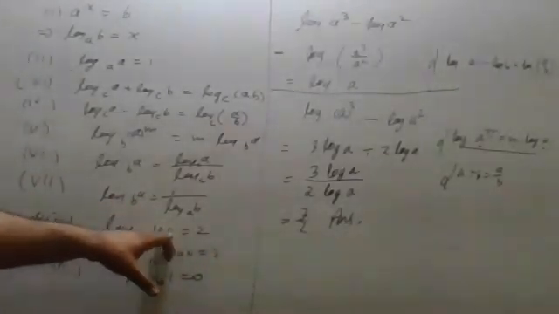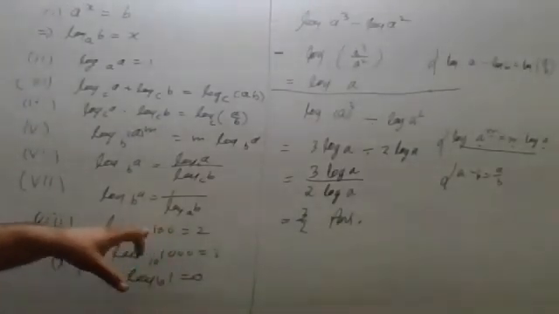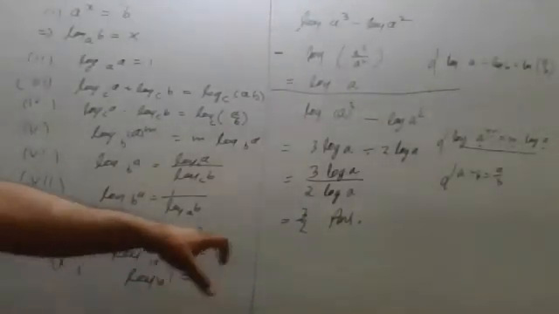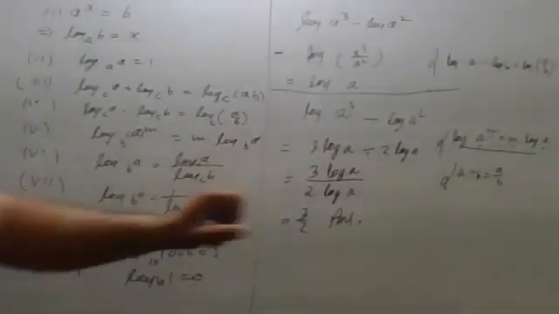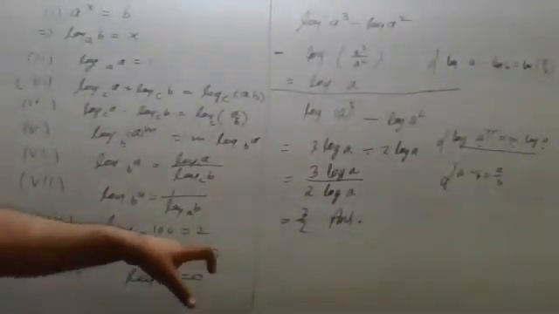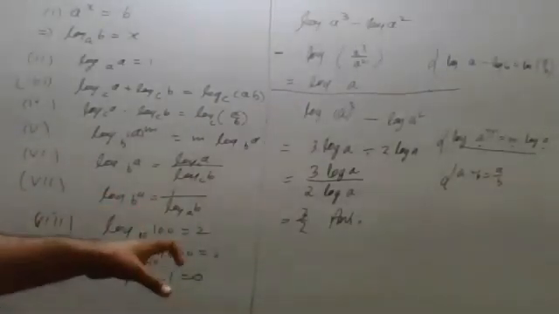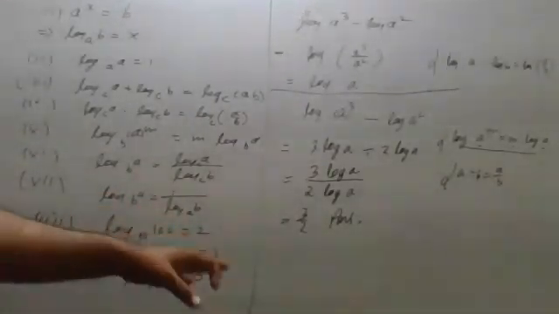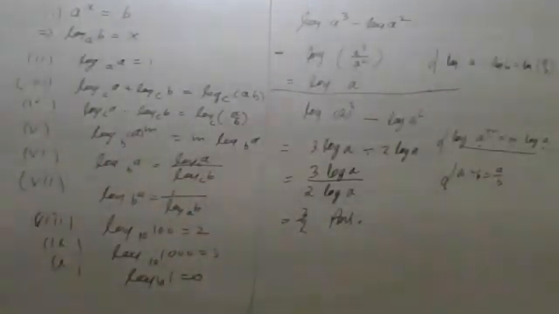Why? We can write 100 as 10 square. So log 10 square to the base 10 means 2 log 10 base 10. 2 into 1 is 2. Similarly, log 1000 base 10 can be written as log 10 cube base 10. That is 3 into log 10 base 10. So log 10 base 10 is 1, so 3 into 1 is 3. Is that clear to everyone?